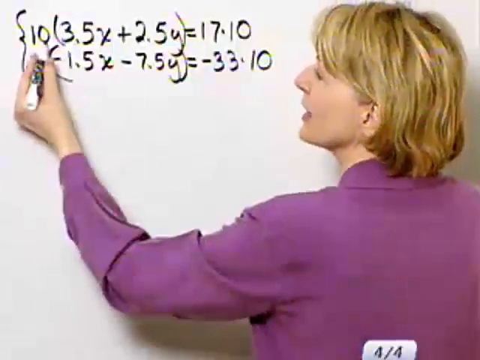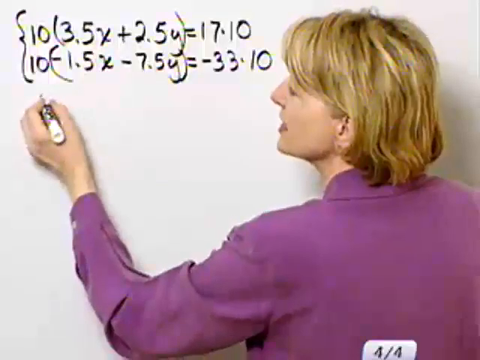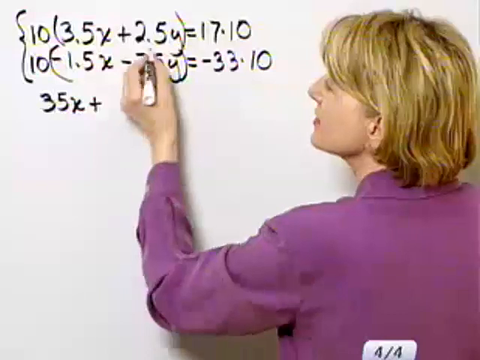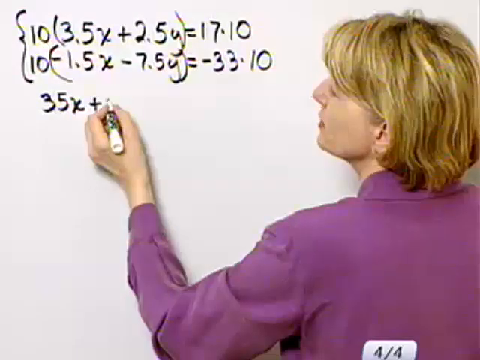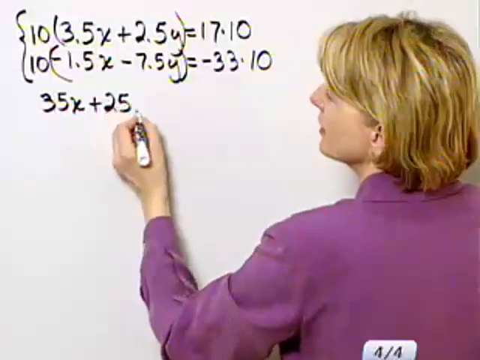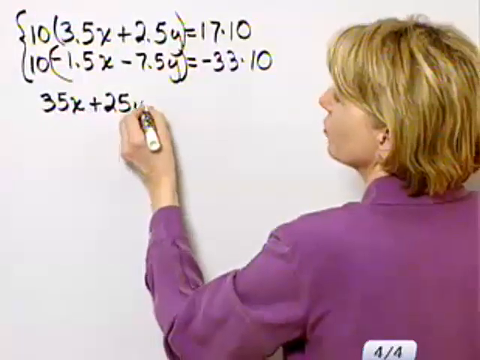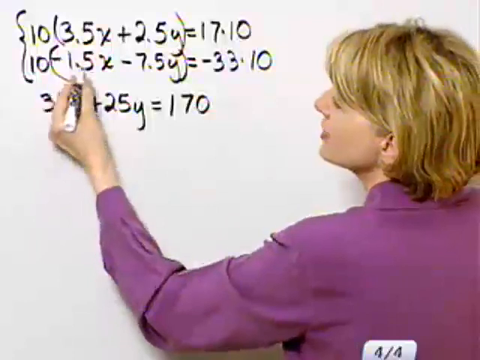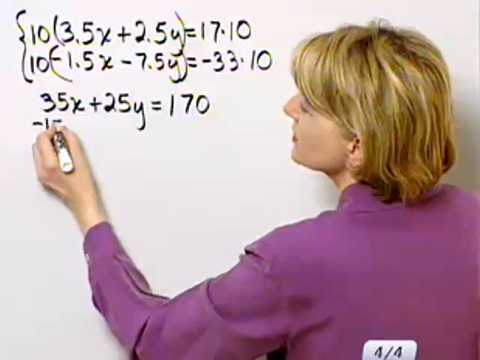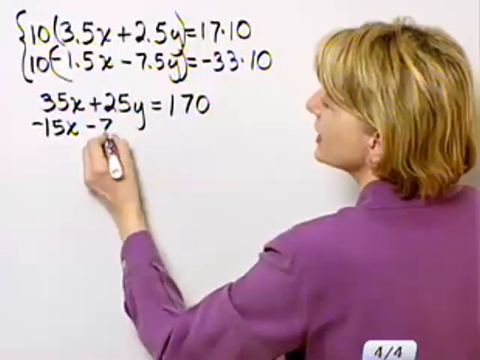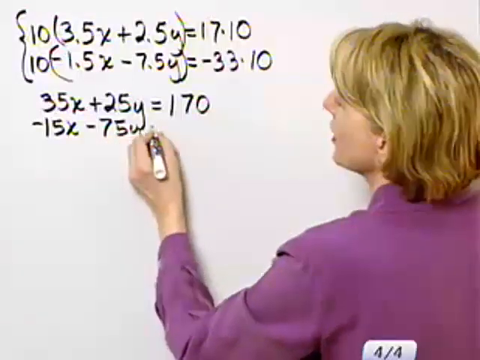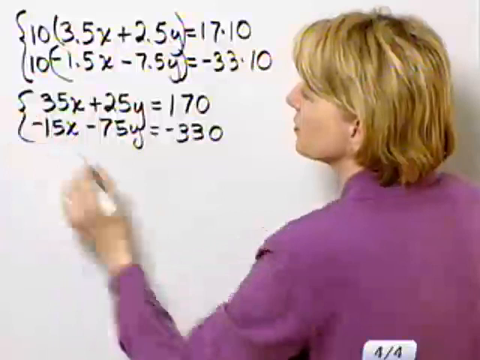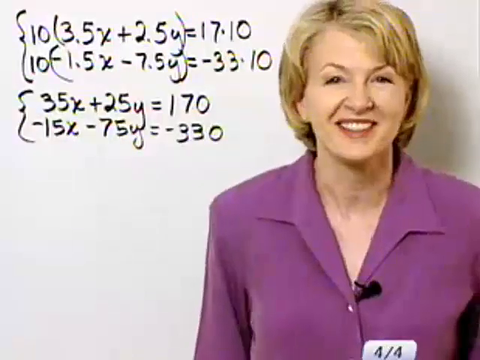So let's start multiplying. 10 times 3 and 5/10, that's 35, and then I have x, plus, move the decimal place one place to the right, and I have 25y equals 170. And then here, this is negative, so negative 15x minus 75y is equal to negative 330. There we have an equivalent system.